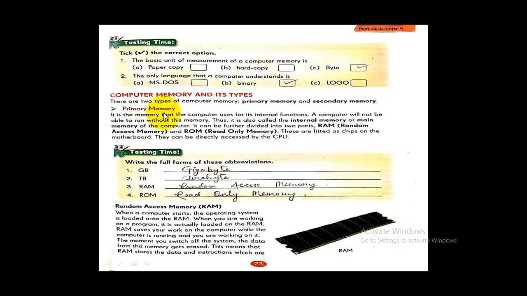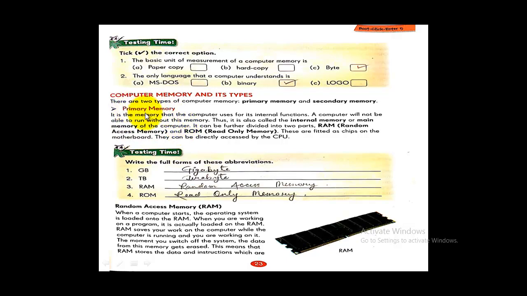Now primary memory is a memory that a computer uses for its internal functions. A computer will not be able to run without this memory. Thus, it is also called the internal memory or main memory of the computer.